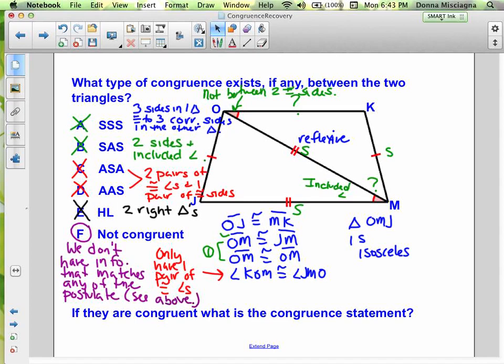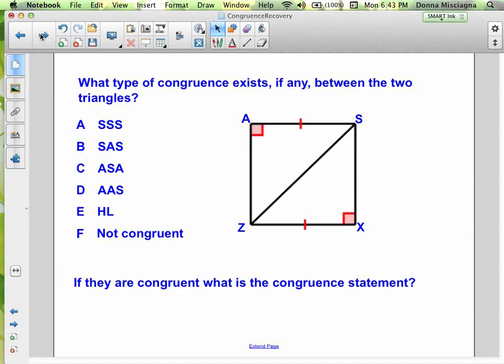Let's do one more problem. So I hope if you got it right, good for you. If you didn't get it right, if you understand it now, that's all that matters. All right, so let's try one more, and maybe this one will be an easier one than that one was. And our page will turn momentarily, and here it is. So what type of congruence exists, if any, between the two triangles? This time I'm not going to give you any information except what you see right in front of you. Pause the tape, decide which one applies, if any. If you answer A, B, C, D, or E, write a congruent statement and see if you got it right. So pause the tape, come up with your answer, and then come right back.